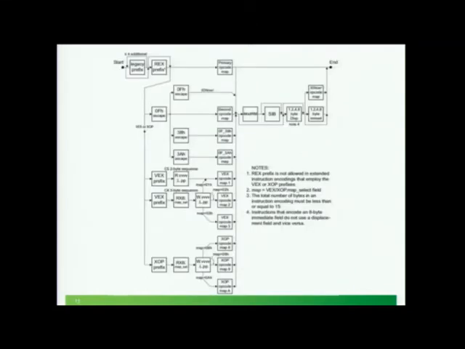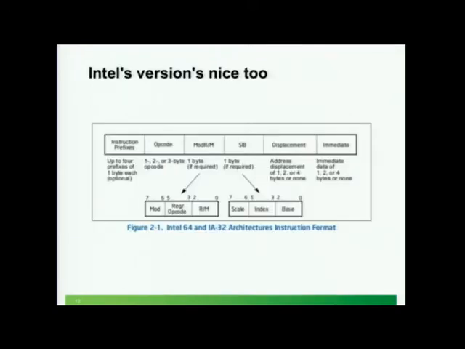Yeah, that's almost unreadable. That's a flowchart from the AMD application manual. It basically shows you the order in which an instruction is laid out, what comes first and what comes after. And Intel has it too. It's much easier to understand. They left out the details.